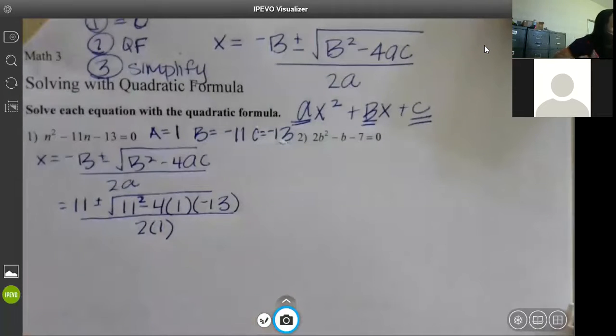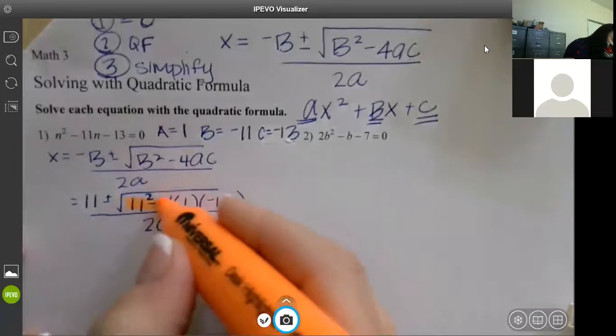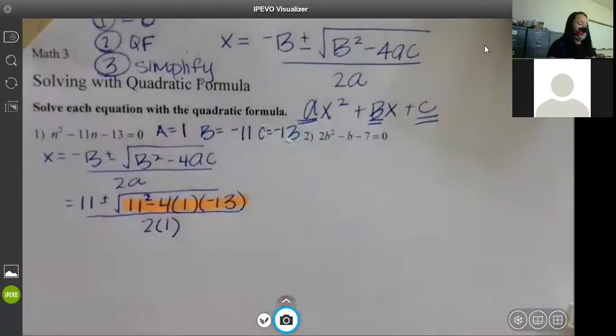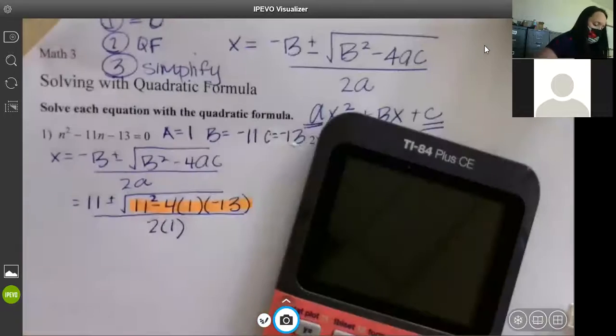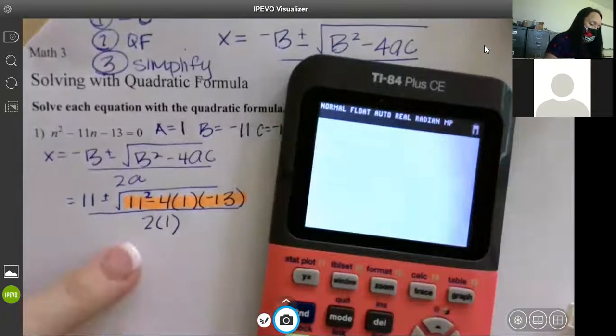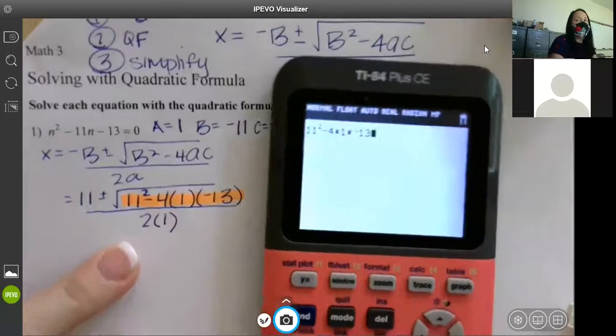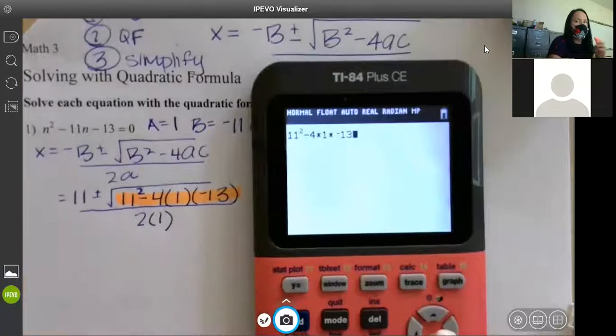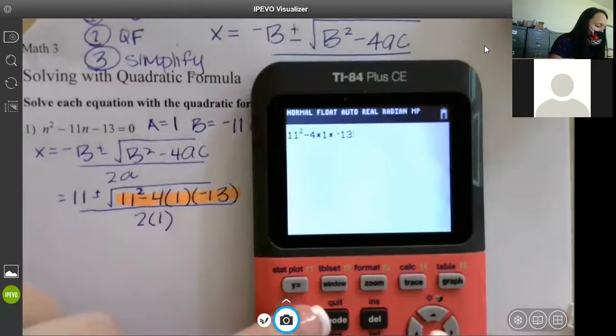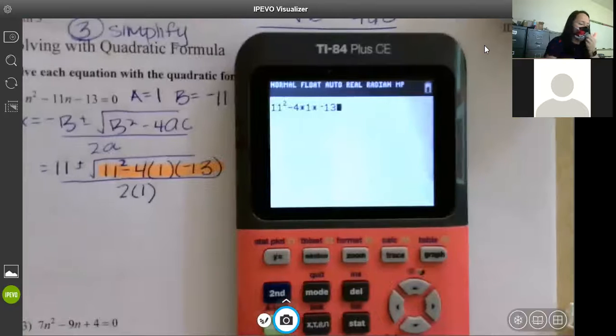Listen carefully. Do not put in the square root, only what's underneath. So here's where I'm talking about, don't use that negative. I'm going to put in what I have right now. 11 squared minus 4 times 1 times negative 13. You can use parentheses. You can use times. It doesn't matter. It works both ways. I'm going to make it where you guys can see it. It's not going to turn down anymore. All right. So 11 squared minus 4 times 1 times negative 13 gives us 173.